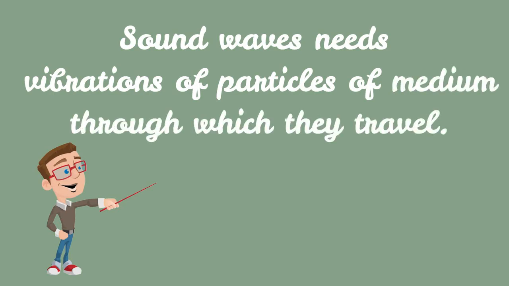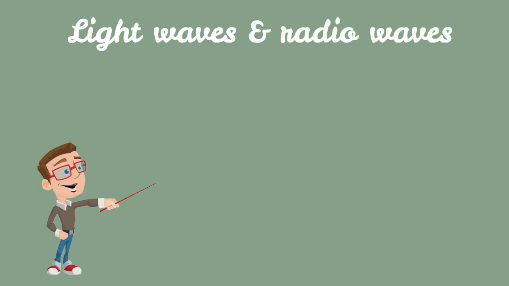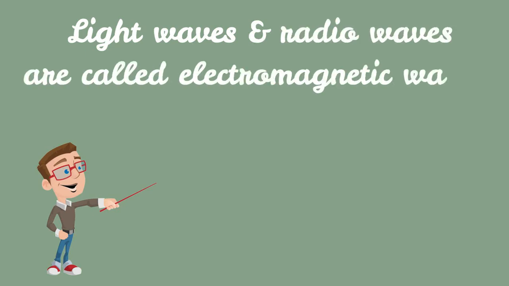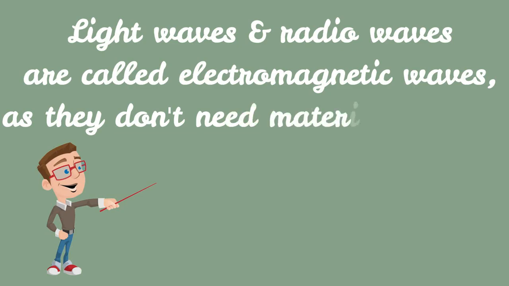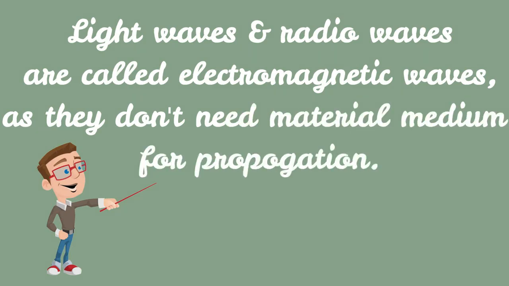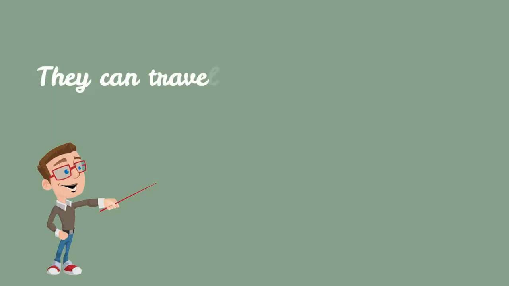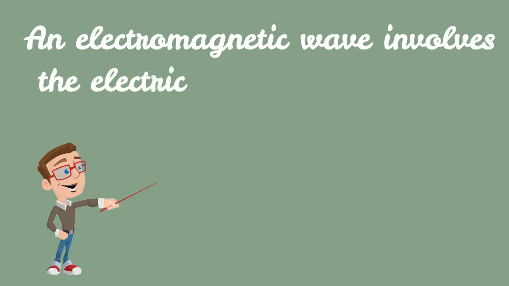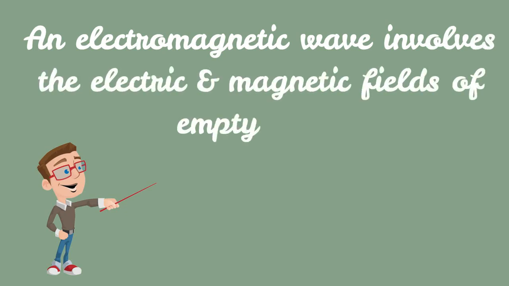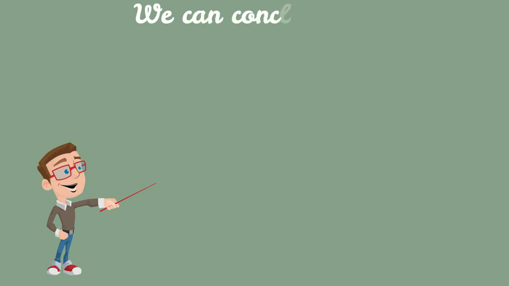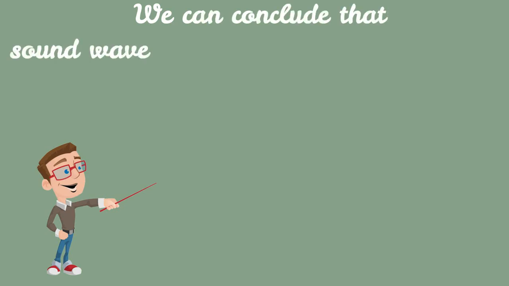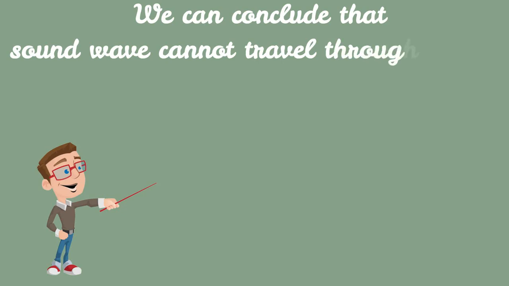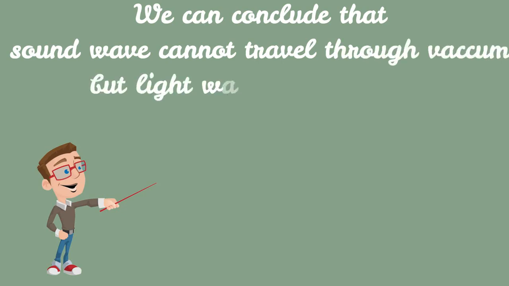On the other hand, light waves and radio waves are called electromagnetic waves because they do not need a material medium for their propagation. They can travel even through vacuum. An electromagnetic wave involves the electric and magnetic fields of the empty space. From this discussion, we can conclude that though sound waves cannot travel through vacuum, light waves and radio waves can travel even through vacuum.